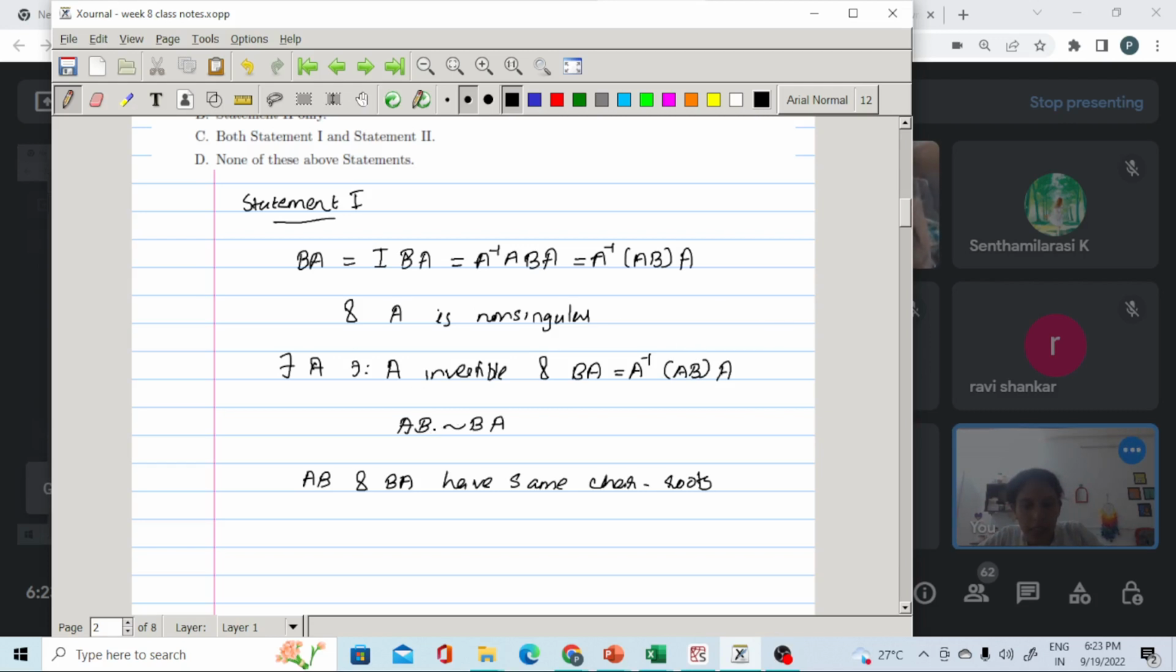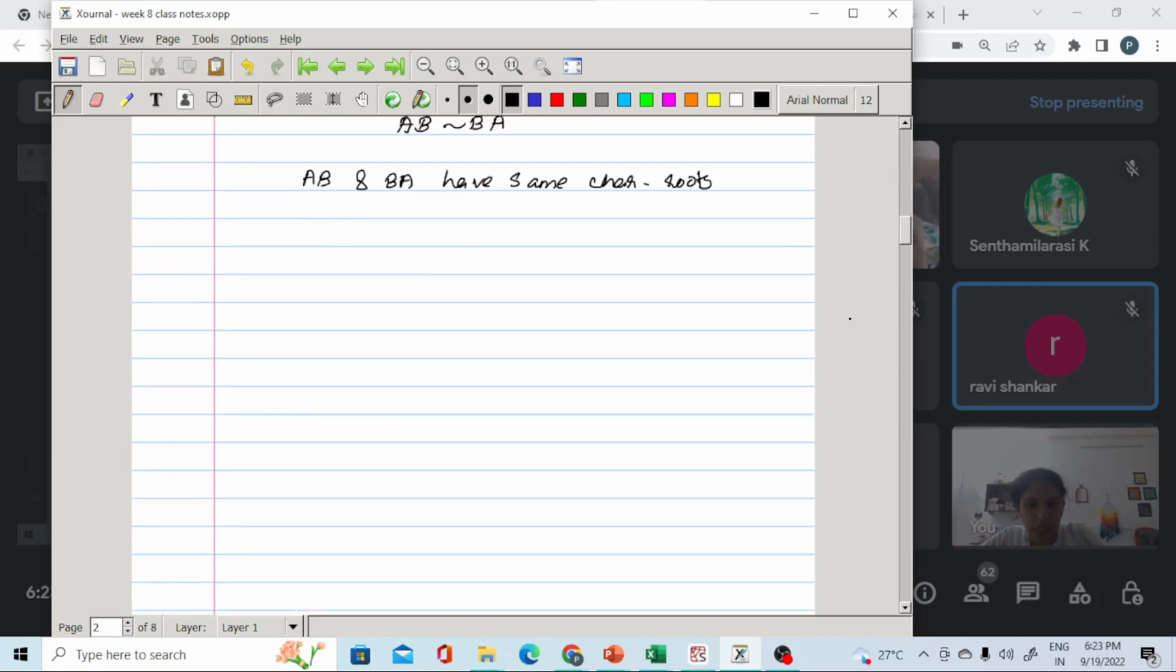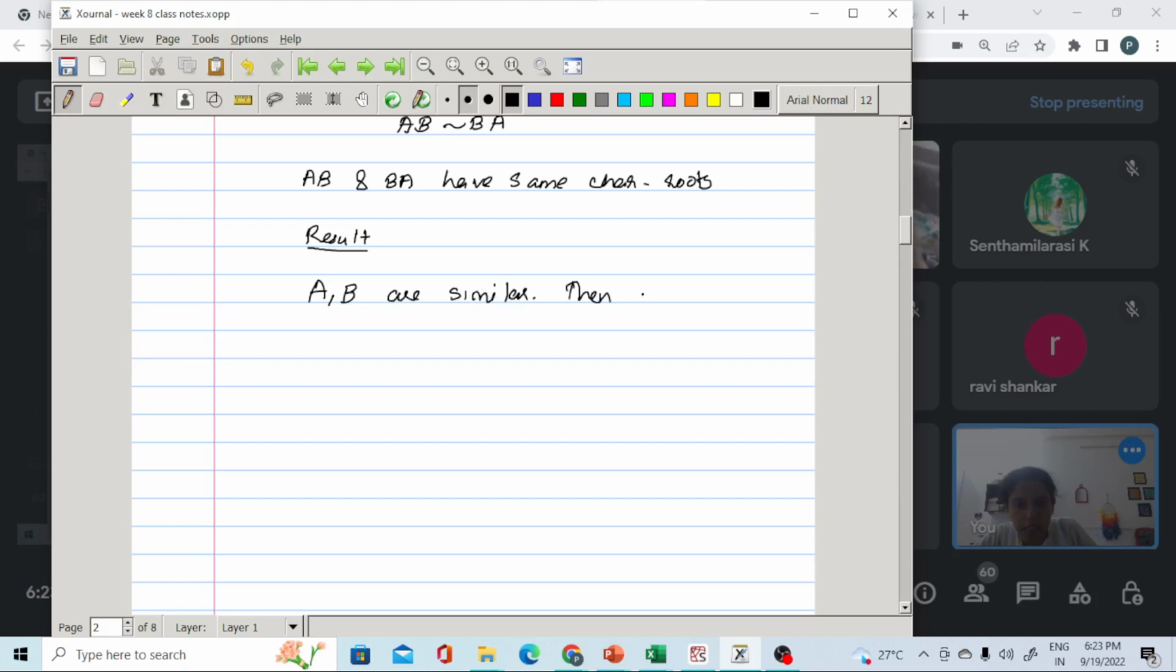Anyone wants the proof that if A and B are similar, then their characteristic polynomials are both the same? Let us see. In the case of AB and BA, we will take that case itself, or in general, if A and B are similar, then the characteristic polynomial of A and B are the same.